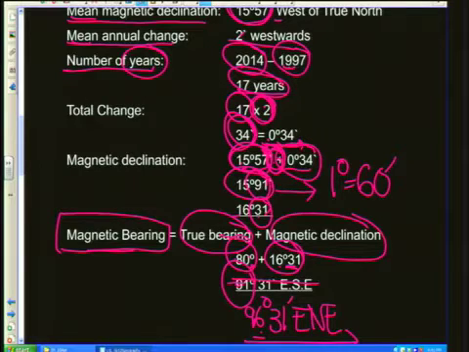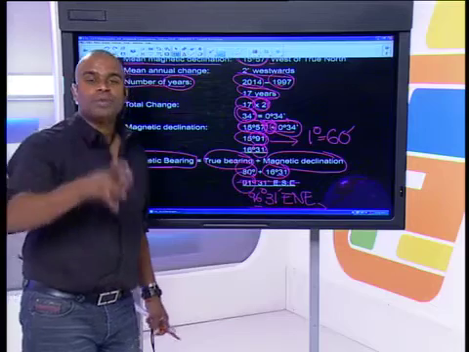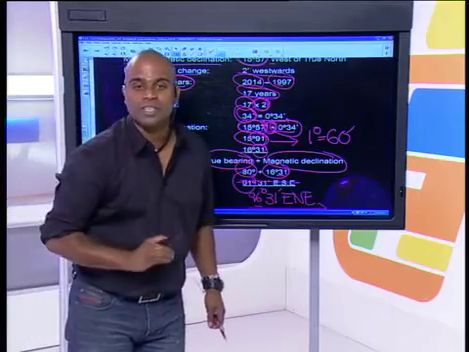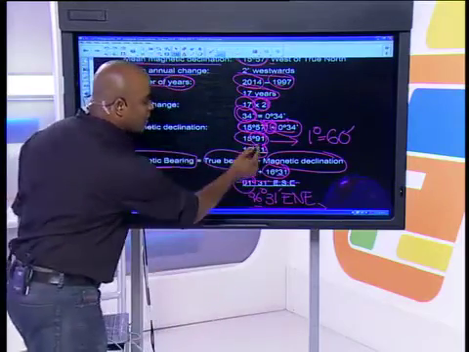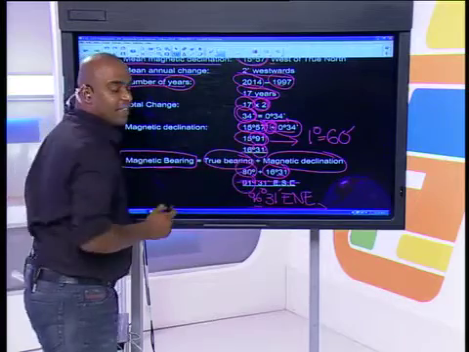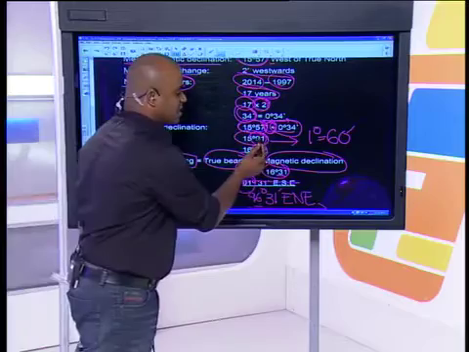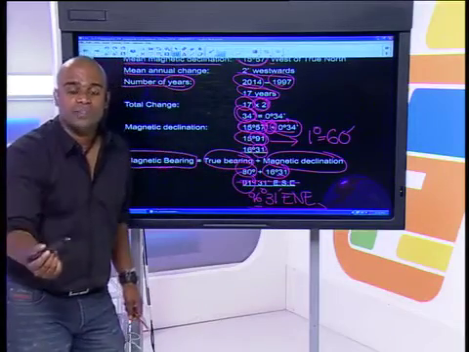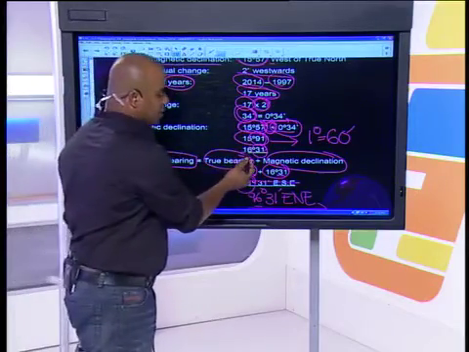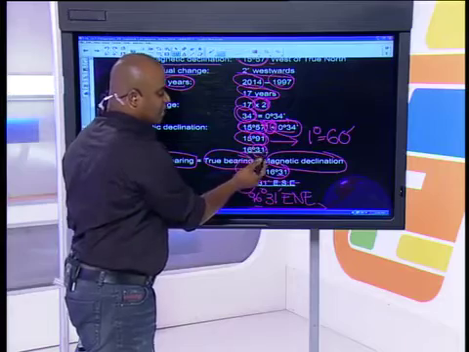Degrees to degrees, minutes to minutes. In this case, 15 plus 0 is 15. 57 plus 34 is 91. Note, the moment your minutes are greater than 60, you will be required to convert that to degrees and minutes. 91 minutes can be 1 degree and 31 minutes. Remember, I asked myself, how many times does 60 go into 91 and what is my remainder? 1 time, therefore 16 degrees, the remainder 31 minutes.